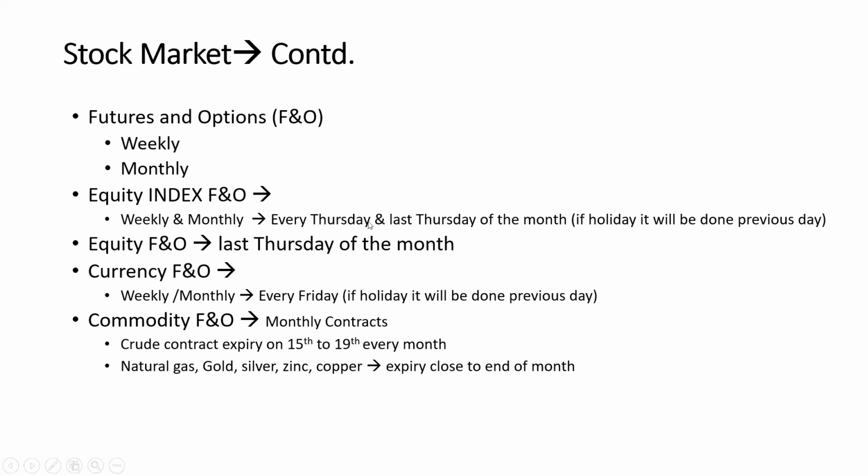These two generally expire on Thursdays. For equities and currency, they expire on Wednesday or Friday, depending on the expiry date given in the contract. What a contract is, I'll show you in the coming slides. Currency expiry is every Friday. For commodities, which have an international market relationship, crude oil expiry generally comes between the 15th and 19th of every month. Natural gas, gold, silver and copper all expire at the month end.